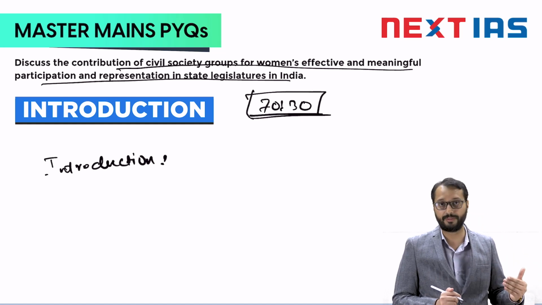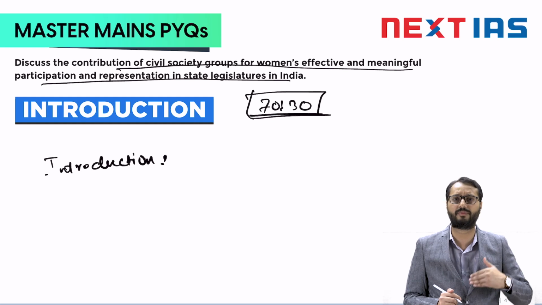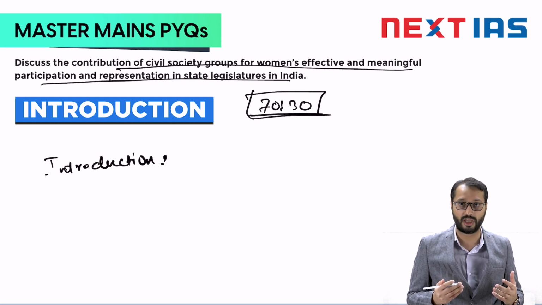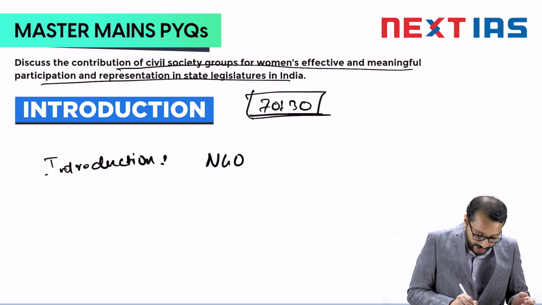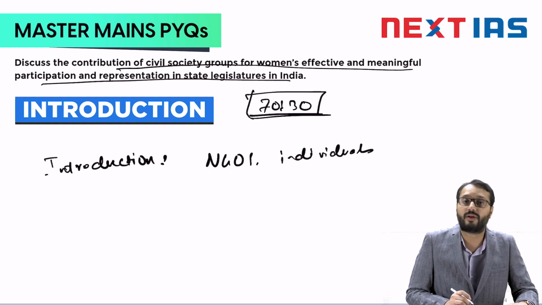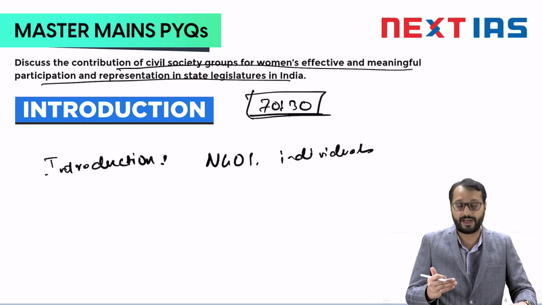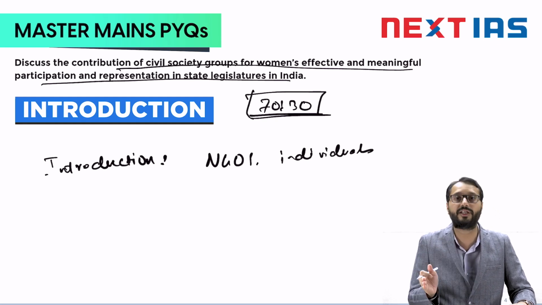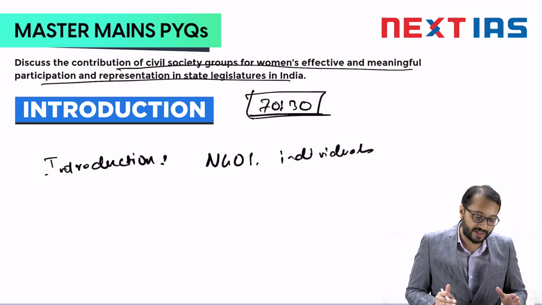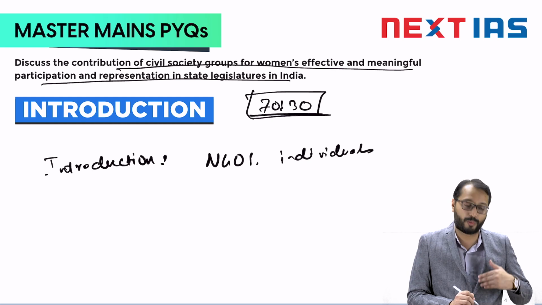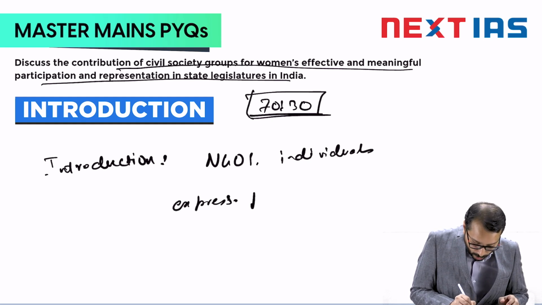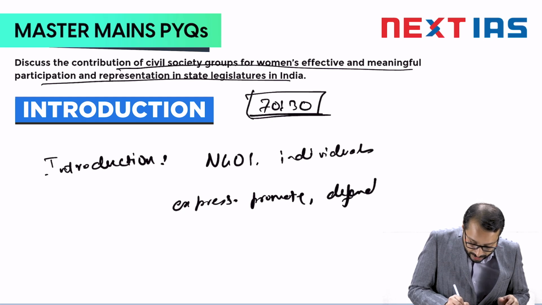So if we talk about civil society groups, you can write a very general introduction. What are civil society groups? Civil society groups are basically voluntary associations. They are the aggregate of various NGOs or individuals who operate outside the realm of government organizations. That is the fundamental idea that distinguishes a civil society group from a government entity, or any other organization which is working for profit. It is that arena where citizens come together to express, promote, and defend their collective interest.